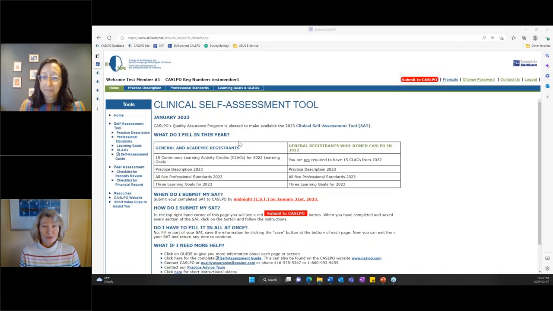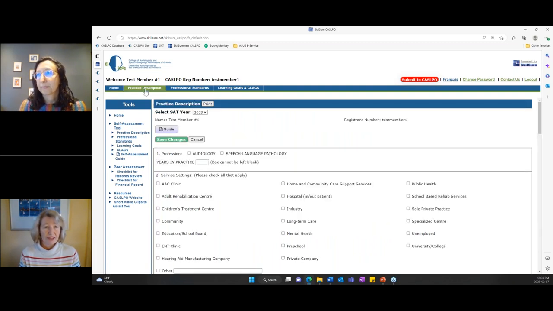Excellent, Dana. All right, so we will take a look at the self-assessment tool, because this is what you need to be using to provide your evidence. We're going to mainly focus on the clinical self-assessment tool, but obviously we know some of you here are doing the non-clinical. So the clinical, actually both have this: practice description, professional standards, and learning goals.